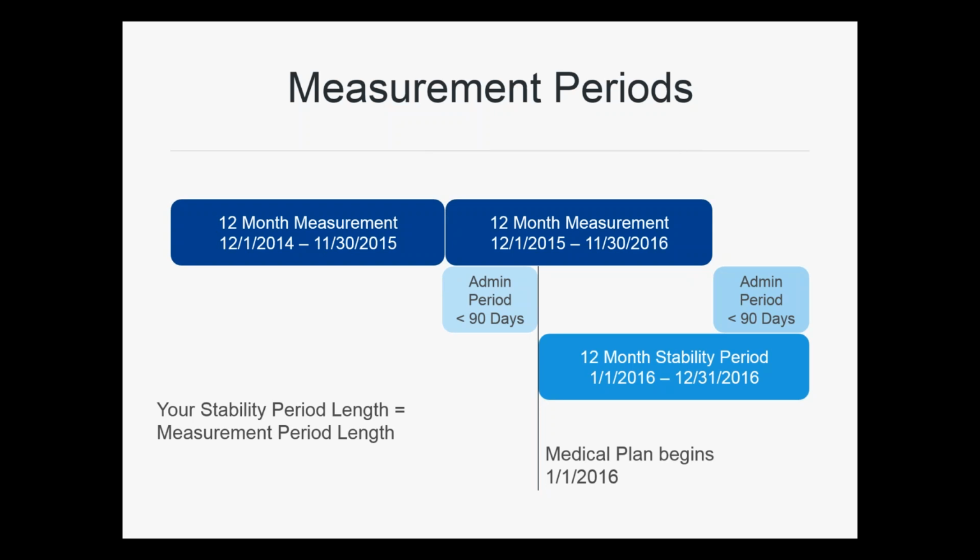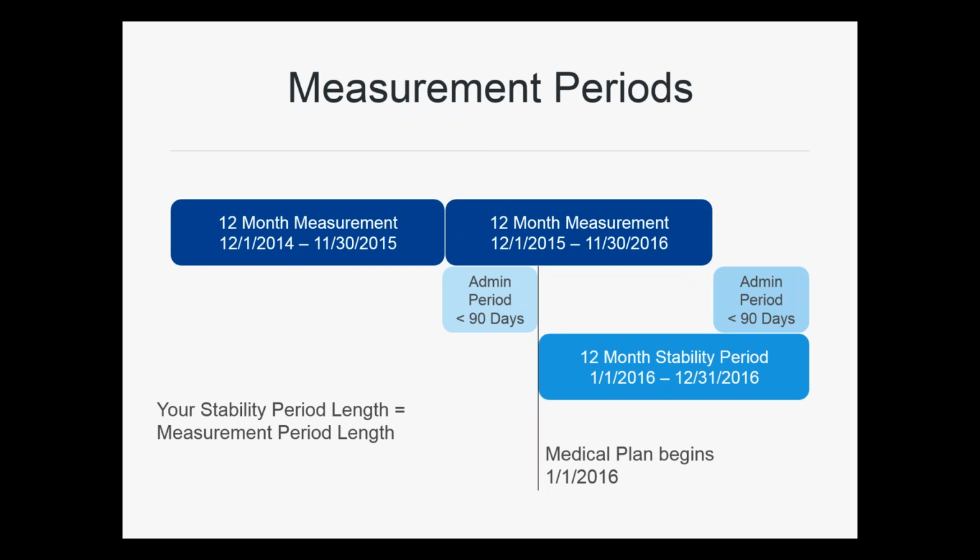So the IRS is giving you somewhere between 30 and 90 days typically. A lot of times this is going to coincide with your open enrollment period. So you might have an open enrollment period of 30 days and your administrative period maybe is 60 days. So that gives you 30 days to do all your ACA calculations, 30 days to do all your open enrollment, and then your renewal kicks in from there. So this gives you a little bit of a visual graphical representation of what that measurement period, administrative period, and stability period looks like.